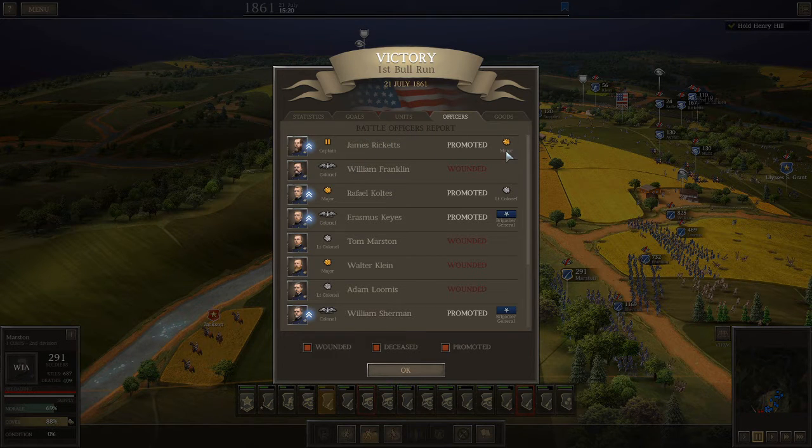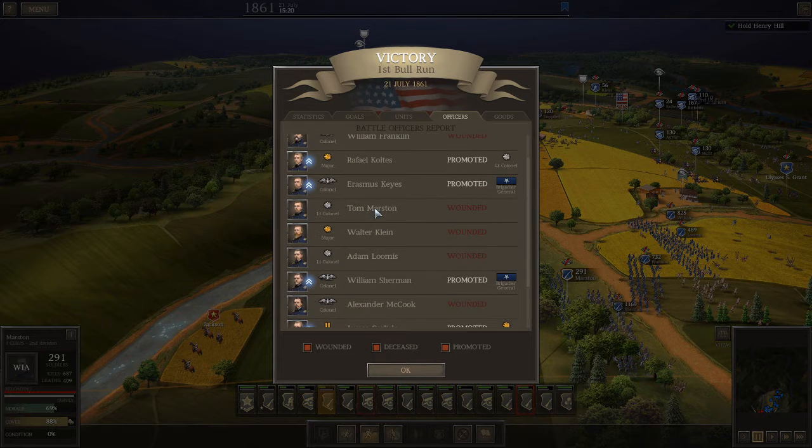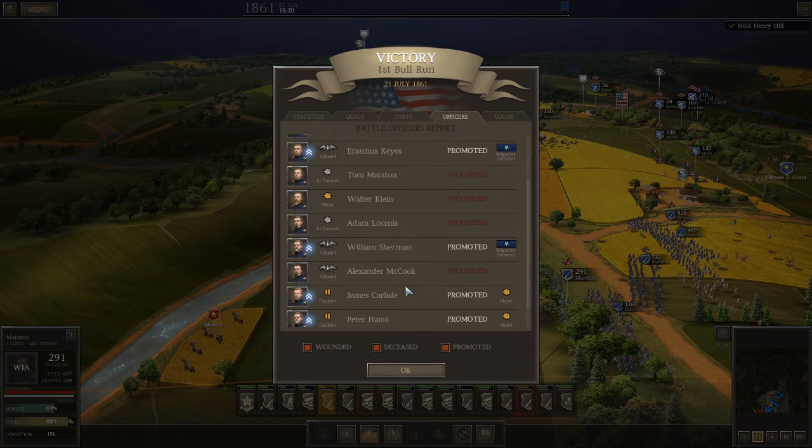James Rickett, Major, from Captain to Major. William Franklin, wounded in action. Ralph Colts, promoted to Lieutenant Colonel. Emmis Keyes, promoted to Brigadier General. Tom Martson, wounded. Walter Klein, wounded. Adam Loomis, wounded. William Sherman, promoted to Brigadier General. Alexander McCook, wounded.